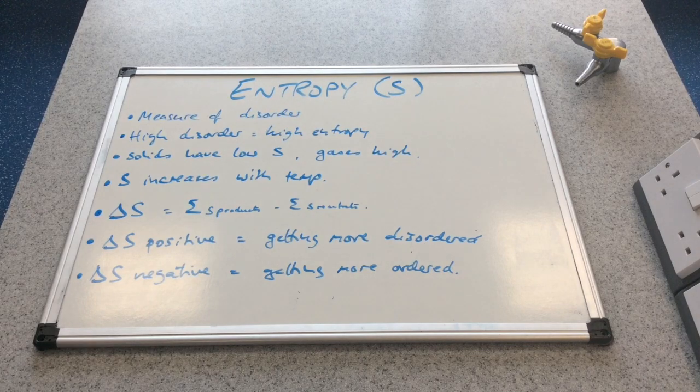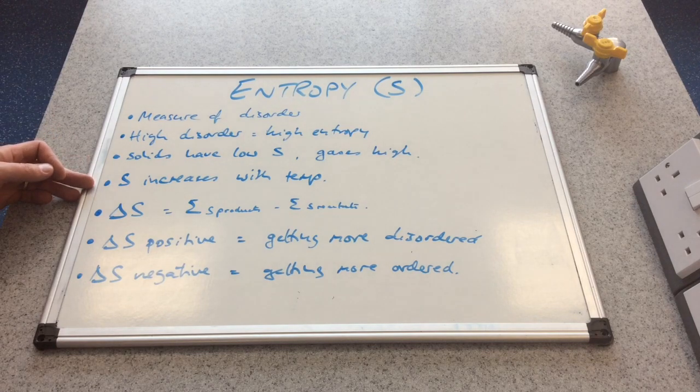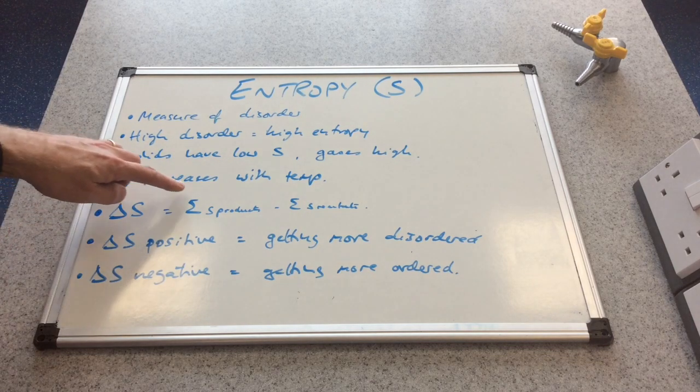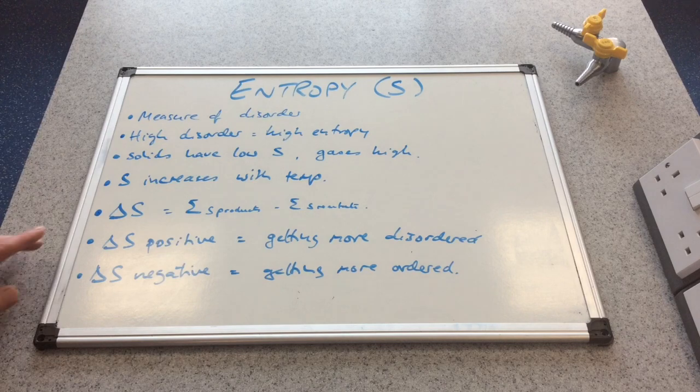I'll just finish with a very quick summary of what we covered in the video. Entropy has the symbol capital S. It's a measure of disorder. High disorder means high entropy. Solids have low entropies, gases have high entropies. Entropy increases with temperature. And just remember, at the phase change, you get that vertical section of the graph. Delta S is the sum of the entropies of the products minus the sum of the entropies of the reactants, or SPAR. If delta S comes out as positive, that means the reaction gets more disordered, going left to right. If delta S comes out as negative, it's getting more ordered.